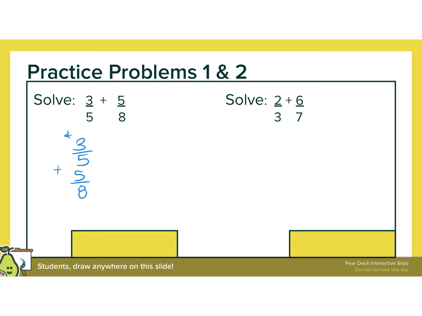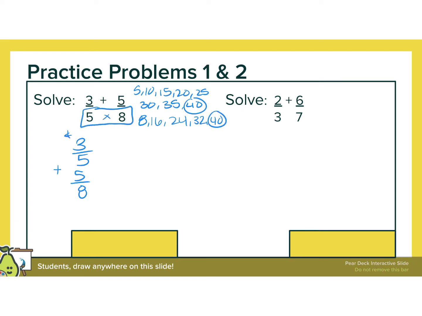Least common multiples. So 5, 10, 15, 20, 25, 30, 35, 40. And then for 8, 16, 24, 32, 40. If you don't want to do that, you can just multiply the denominators together. It won't always be the smallest number though, okay? So most of the time it works, but not always. But you will get a number that you can work with.